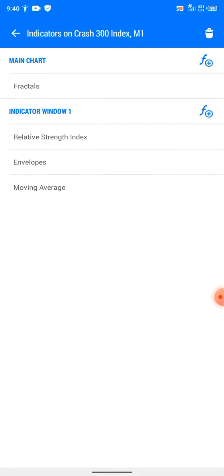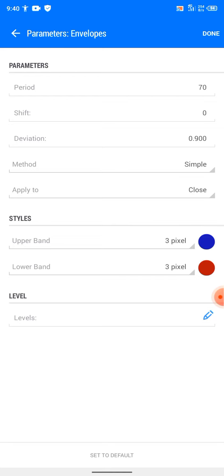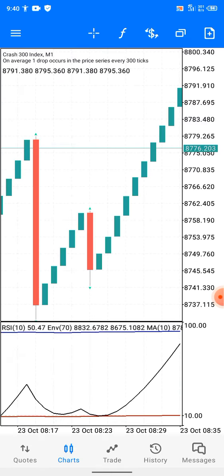Now, the second one is the envelope. Click on the envelope. These are the parameters, guys. Don't take a screenshot, guys. Now, this is the upper band and lower band. You can see it right here, the blue and the red one.